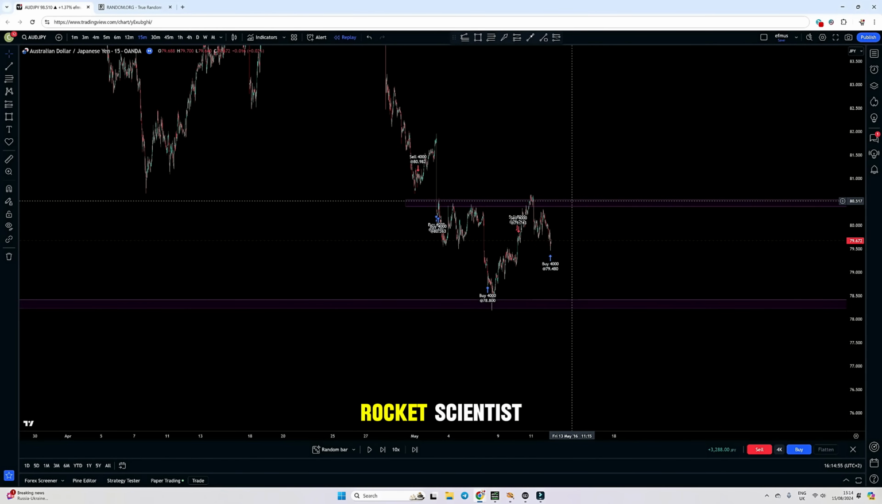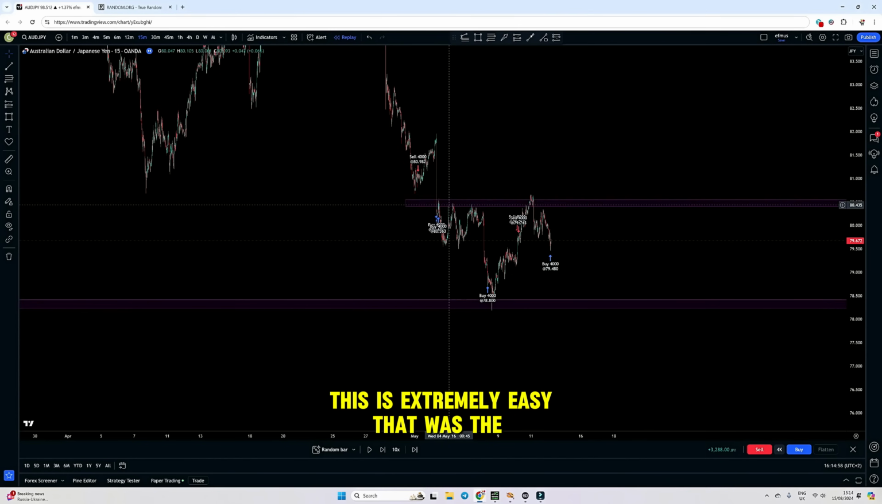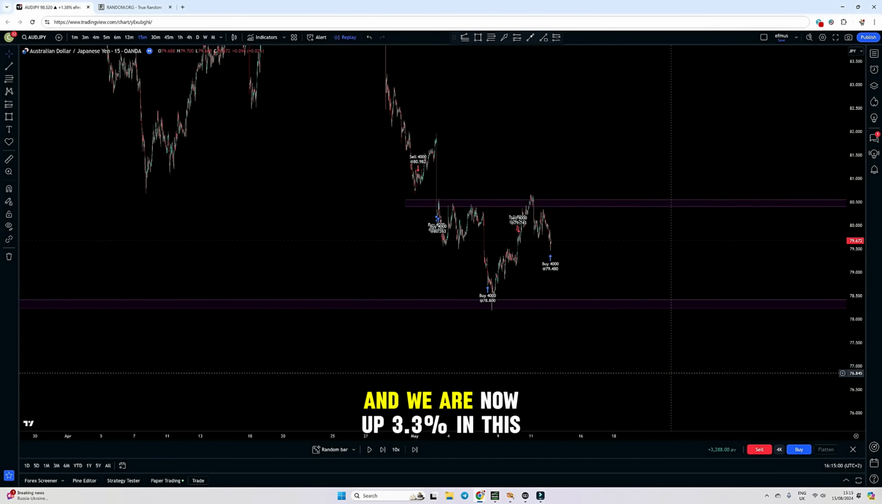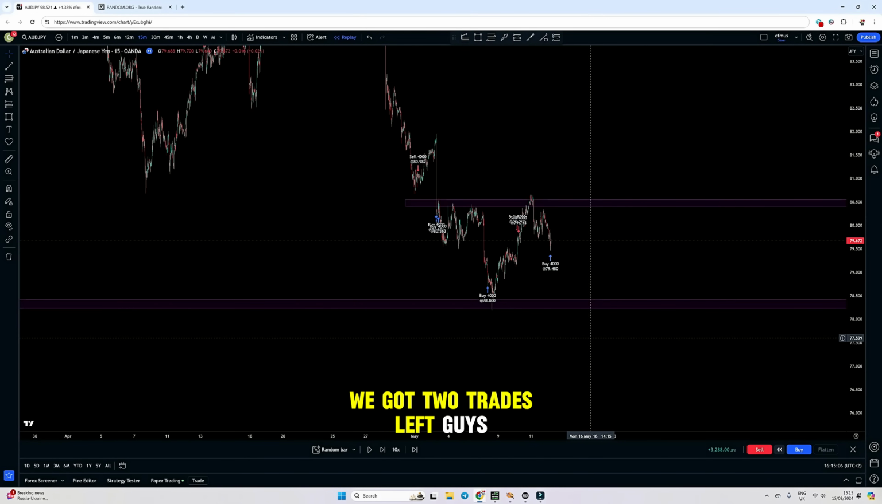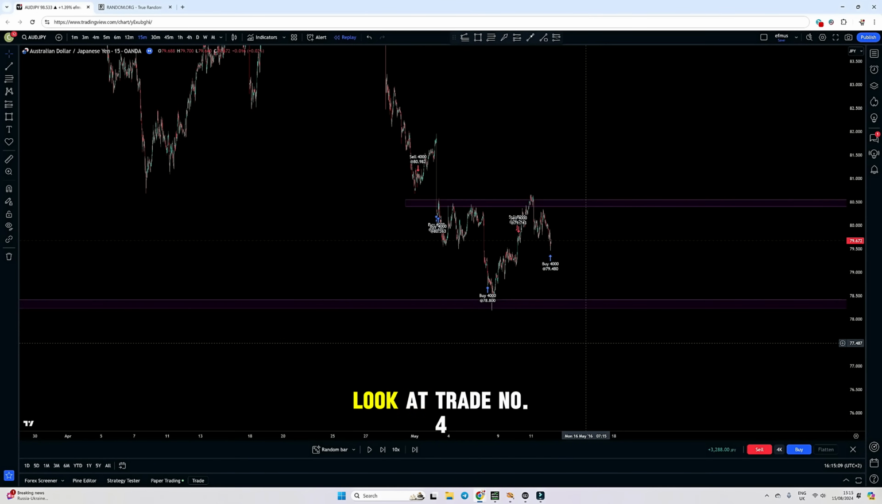But I'm not a rocket scientist. This is extremely easy. That was the first cluster above the market, and we are now up 3.3% in this session. We've got 2 trades left, guys. So let's move on and have a look at trade number 4, and let's take another random entry.